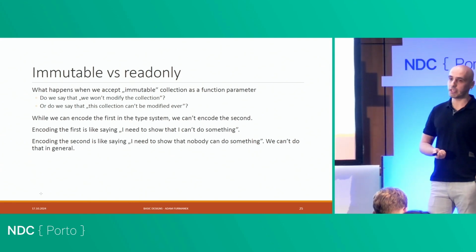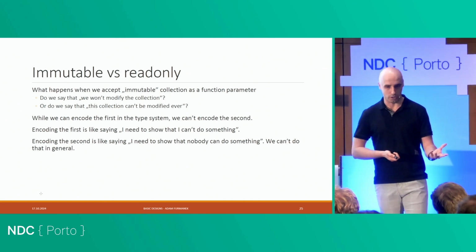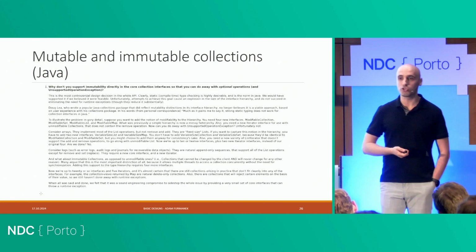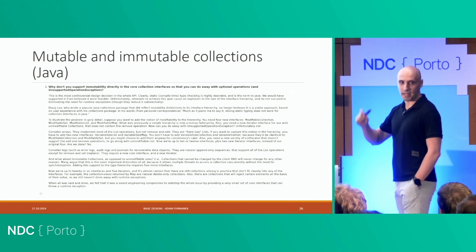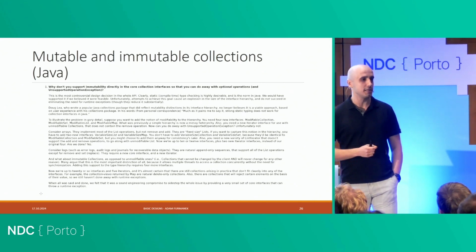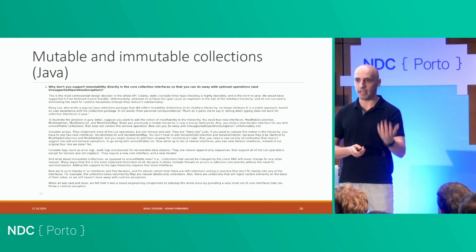So now the question is, what should we do and how should we implement immutable collections? And if we go to Java, let's come back to Java for a sec, they explain in their documentation why they decided to have the add method on the collection, and this method can throw the exception.